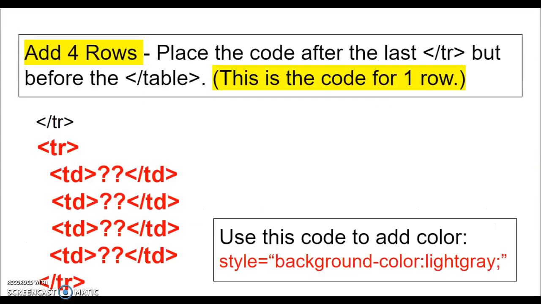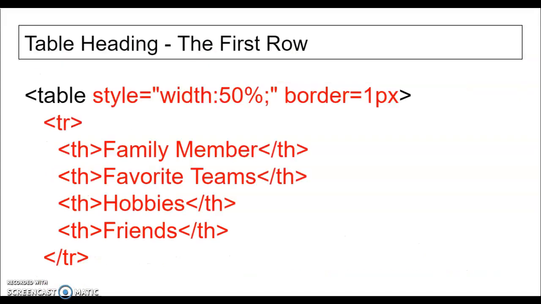Okay, so once again, make sure that you add 4 separate rows. Those are the ones that go up and down. So for family members, I should have 4 family members listed for that table heading. Favorite teams, I should have 4 of my favorite teams listed under my favorite teams table heading. Same way with hobbies, there should be 4 hobbies listed, and there should be 4 friends listed.